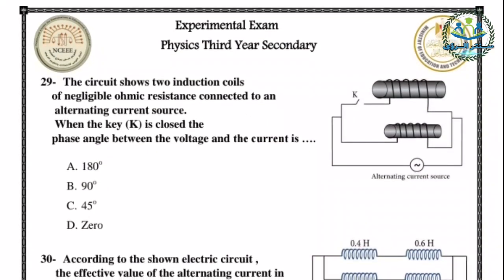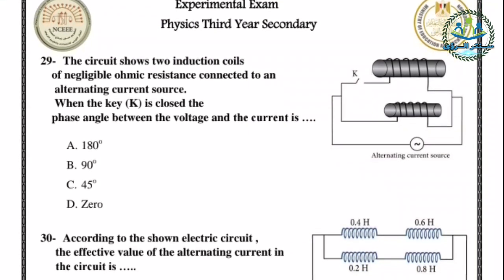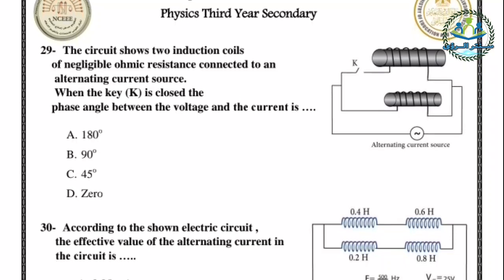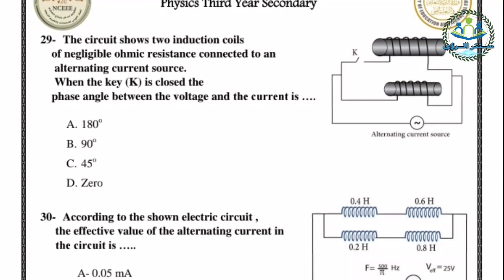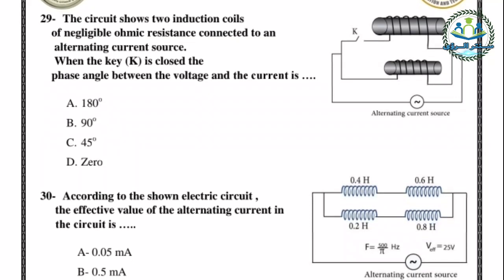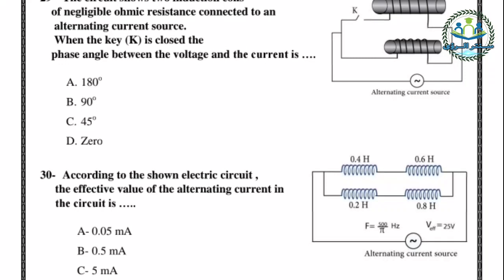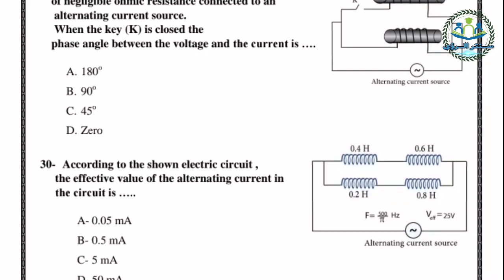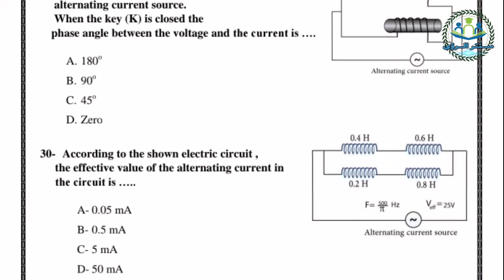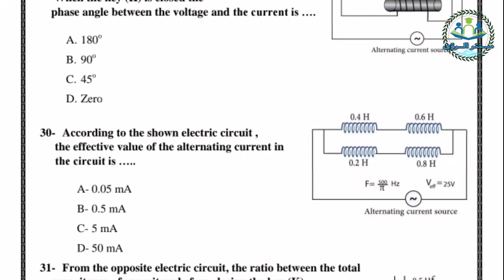29. The circuit shows two induction coils of negligible ohmic resistance connected to an alternating current source. When the key K is closed, the phase angle between the voltage and the current is... A) 180°, B) 90°, C) 45°, D) 0.